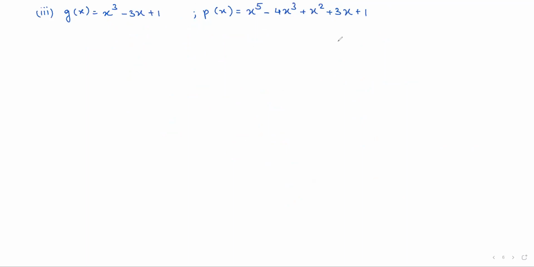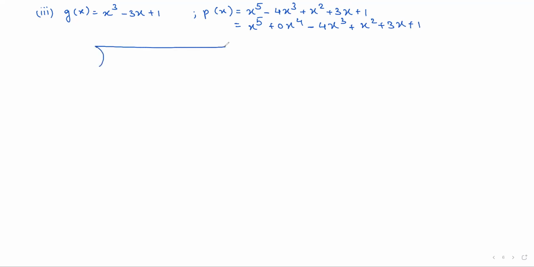Next, the third question. The values are arranged in the decrementing order. In g of x, after x cube, you do not have an x square term, but it is irrelevant. You need not place a 0 x square over here. However, in p of x, all the terms should be mentioned and they should be in the decrementing order. Here, as you can see, x to the power 4 term is missing. So you can mention that. x to the power 5 plus 0x to the power 4 minus 4x cubed plus x square plus 3x plus 1.